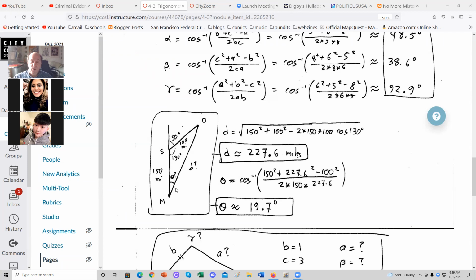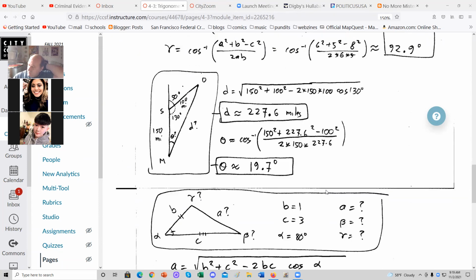Well, okay, we have a triangle. The sides are 150, 100, and this is 227.6. So we can find theta by the law of arc cosines. In this case, it'll be arc cosine of adjacent squared plus adjacent squared minus opposite squared over twice adjacent times adjacent: 150 squared plus 227.6 squared minus 100 squared, over 2 times 150 times 227.6. And out of the calculator comes 19.7 degrees.